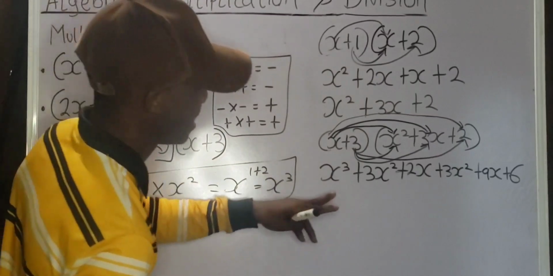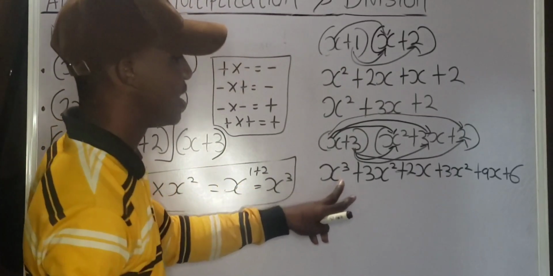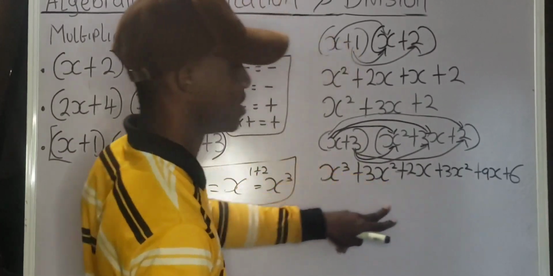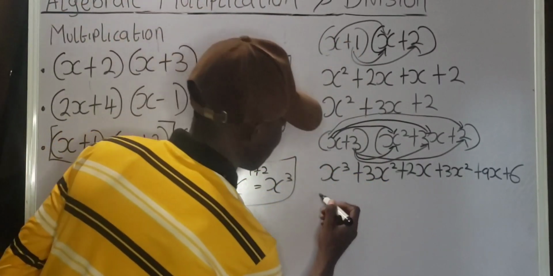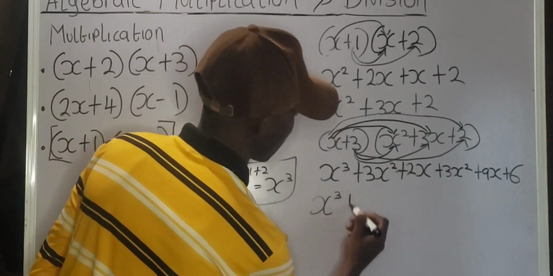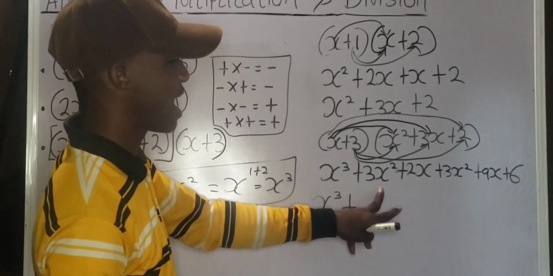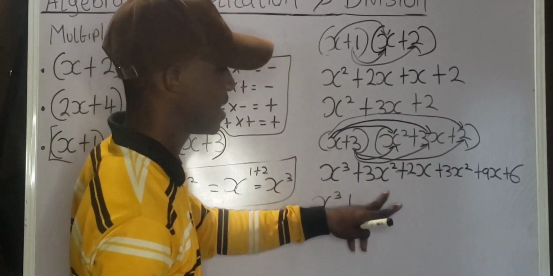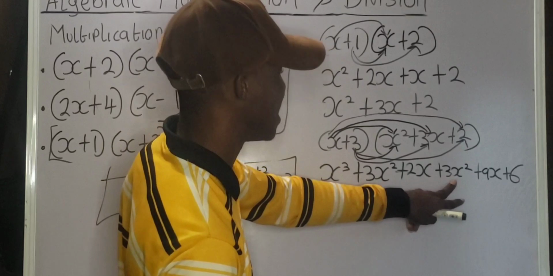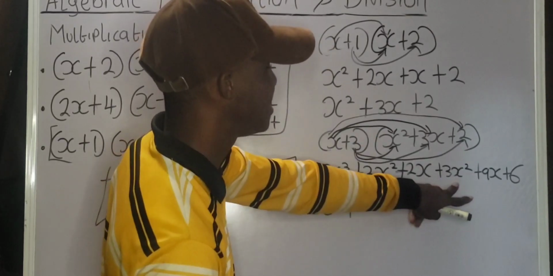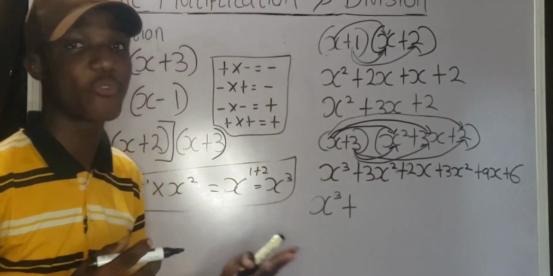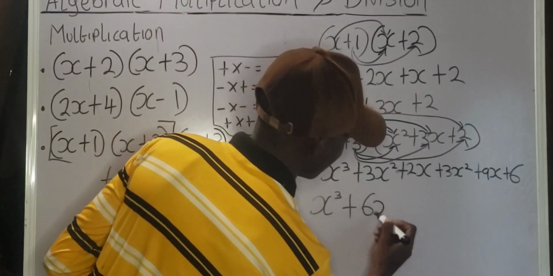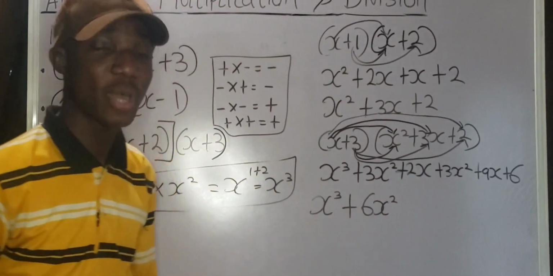Okay? Now, let us collect like terms. You can see, this is x raised to the power of 3. Is there any element here that is raised to the power of 3? There is none. So I'm going to have x raised to the power of 3 plus. Now look at this. I have positive 3x squared here and another positive 3x squared here. So I can add these together because they have the same power of x. 3x squared plus 3x squared, that is 6x squared.